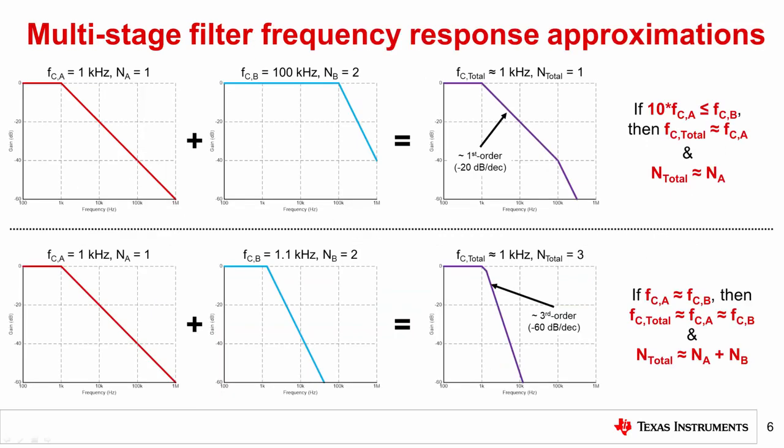In general, you can approximate the combined frequency response of two or more filters as just the cutoff, Fc, and the order N of the filter with the lower cutoff frequency. These approximations are valid when there is a difference of greater than or equal to 1 decade between the filter cutoff frequencies, as the systems on this slide show. For example, the top row of plots show that filter A in red has a cutoff frequency, FCA, of 1 kHz in an order NA equal to 1, while filter B in blue has a cutoff of 100 kHz, FCB, in an order NB equal to 2.